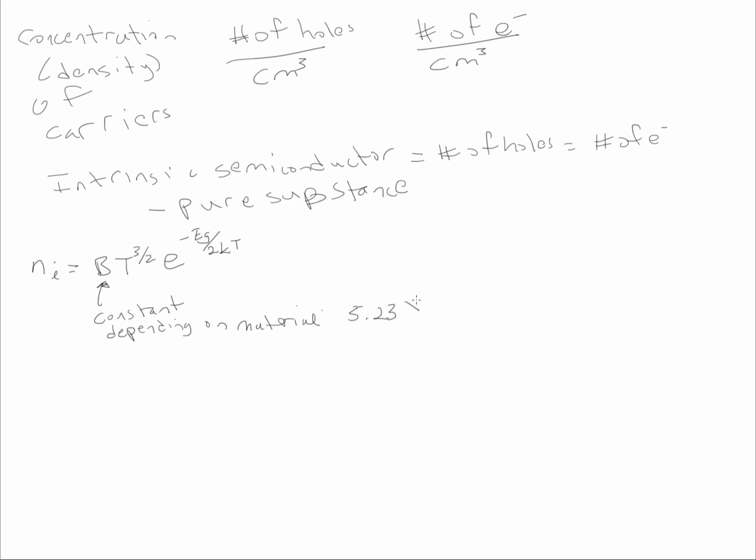And for silicon, it's equal to 5.23 times 10 to the 15th over centimeters to the 3, K to the 3 divided by 2. T is the temperature in Kelvin. E is that band gap energy again, where again I said for silicon it's equal to 1.1 electron volts. And then k is the Boltzmann constant.